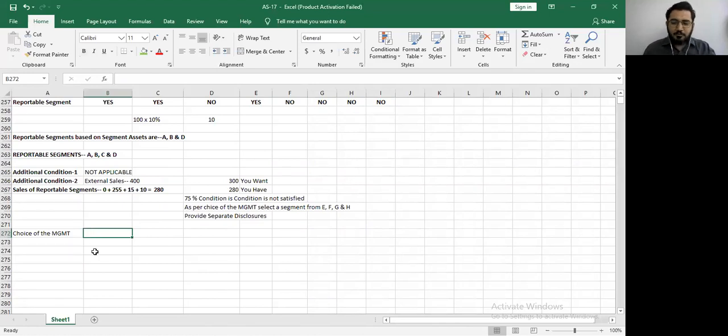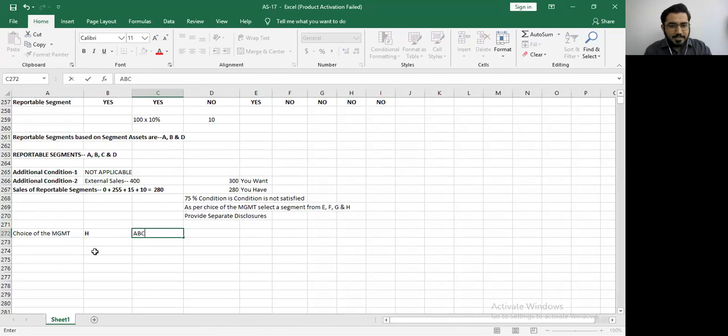As per the choice of the management, separate disclosures are required for segment H, which means finally my reportable segments will include A, B, C, D and H. Are you understanding? They will have A, B, C, D and H.